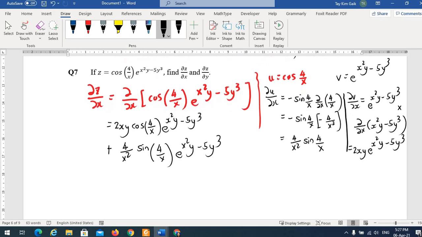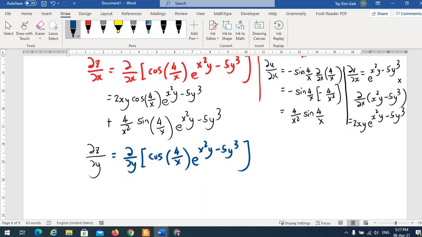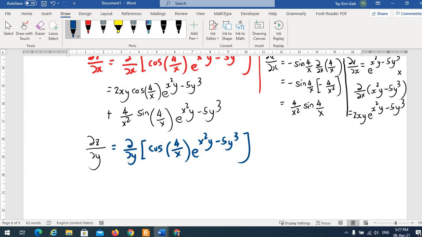And then del z del y. If del z del y, you del y cos 4 over x exponent x squared y minus 5y cubed. When del y, cos 4 over x is a function of x, which is constant. So cos 4 over x is constant. That's why this time you can factor out cos 4 over x, because this term is constant. So for del y, you no need to apply the product rule.